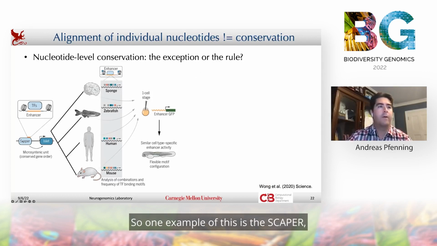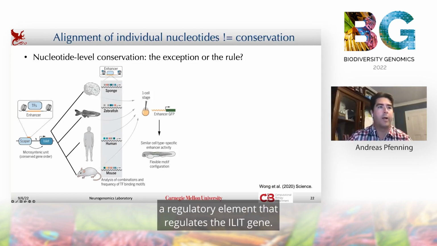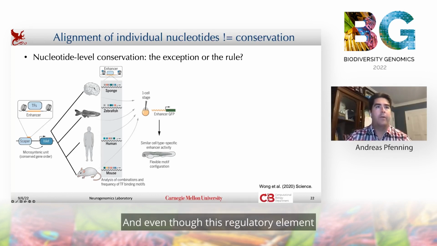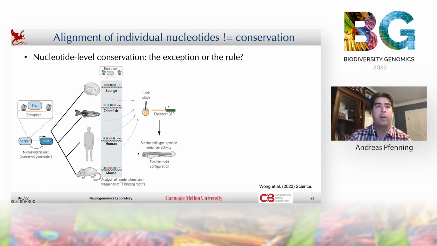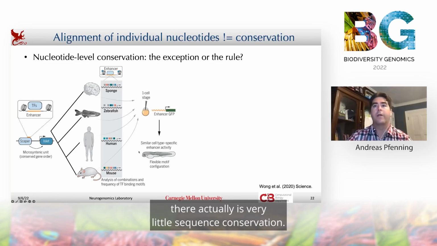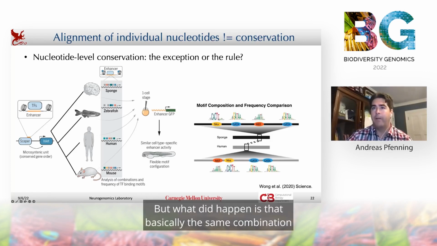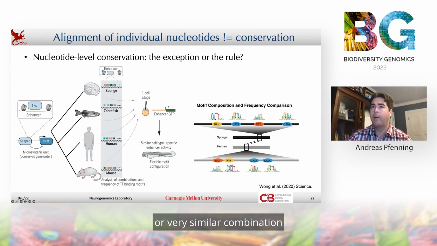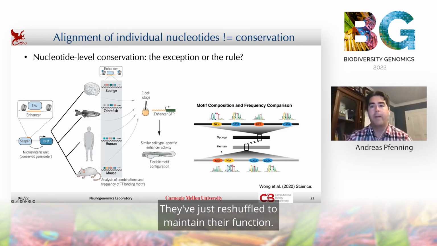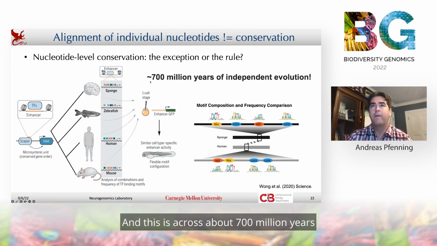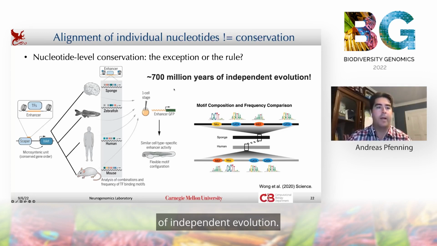One example of this is the SCAPER regulatory element that regulates the ISL1 gene. Even though this regulatory element has its function conserved between sponge, zebrafish, human, and mouse in terms of driving similar cell type specific enhancer activity, there actually is very little sequence conservation. But what did happen is that basically the same, or a very similar, combination of transcription factor binding site motifs are there. They've just reshuffled to maintain their function. And this is across about 700 million years of independent evolution.